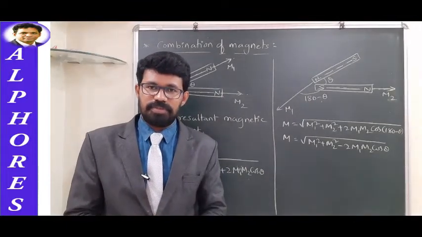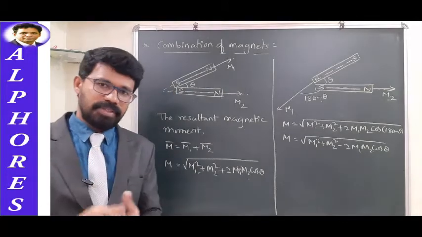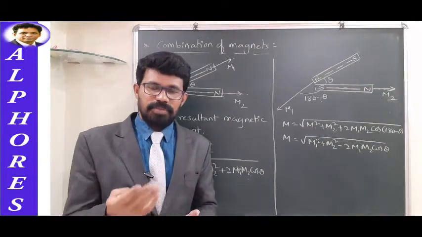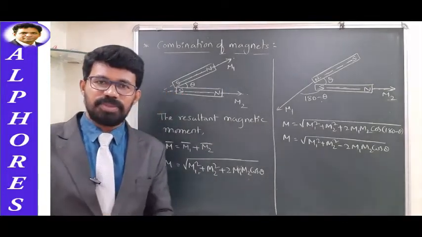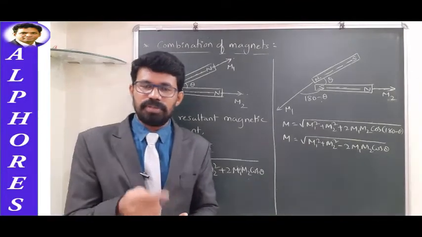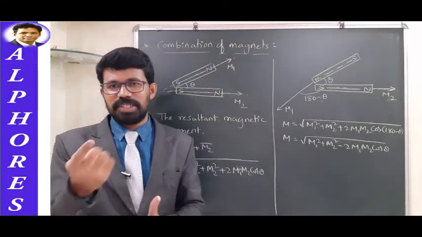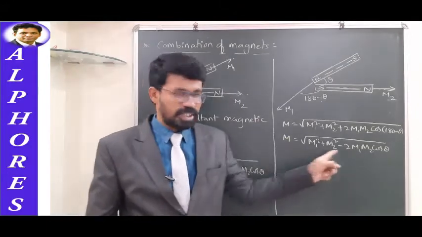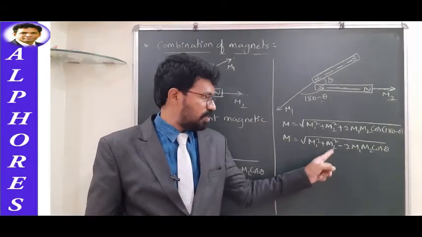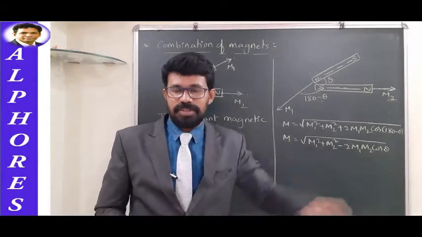In first year vectors, you are familiar with relative velocity. In the case of relative velocity, you take the difference between two velocities. Velocity of A with respect to B is expressed as VA minus VB. So their magnitude is expressed like this: VA square plus VB square minus 2 VA VB cos theta.